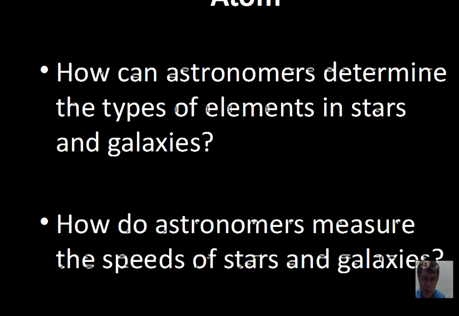We use the Doppler shift to measure the speeds of stars and planets and galaxies. That's the amount of change in wavelength of these emission and absorption lines that provide a clue to the astronomers on the speed of objects toward us or away from us.